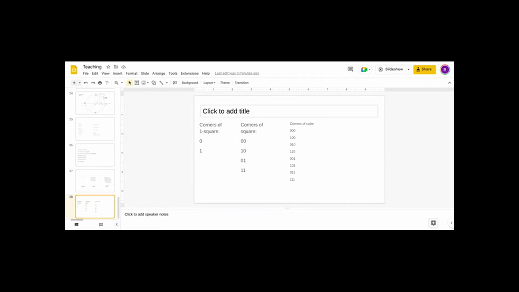So can anyone tell me how will I get coordinates for a 4-dimensional cube? Tell me any corner of the 4-dimensional cube. First tell me any corner. 0, 0, 0, 0, four zeros. Okay. Tell me one other corner. 0, 0, 0, 1, sir.